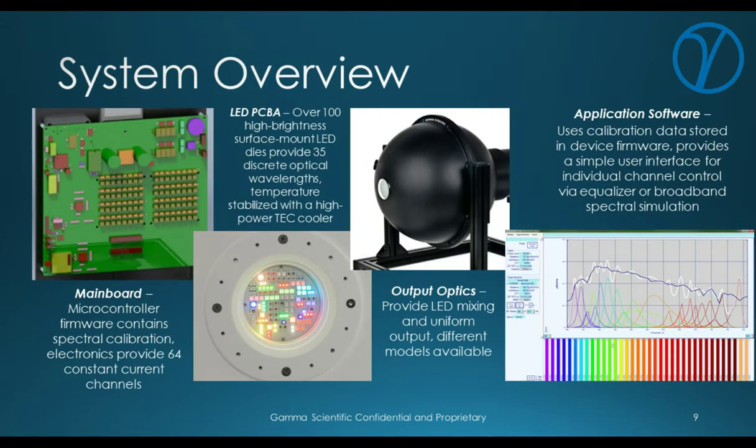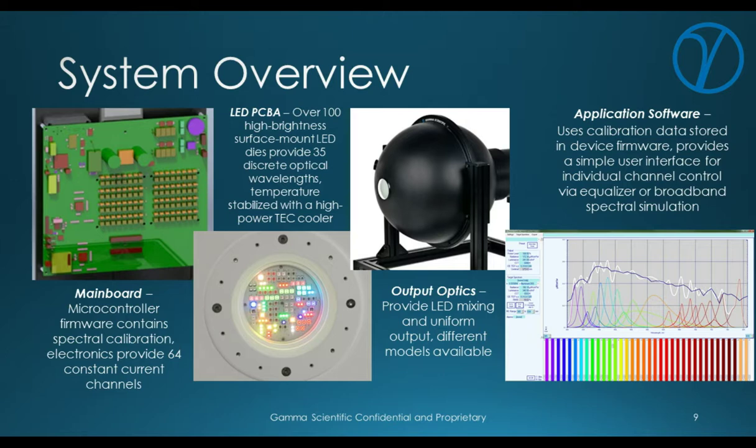Okay. Now I'm going to move into a little bit more on the technical details and system overview. The main component, which is the brains of the device, is our main board, which contains the microcontroller. All of the spectral calibration is built into the microcontroller itself, so the device is self-contained. This also has the 64 electrical constant current drivers to drive those 35 optical channels. Then we have our LED PCBA.